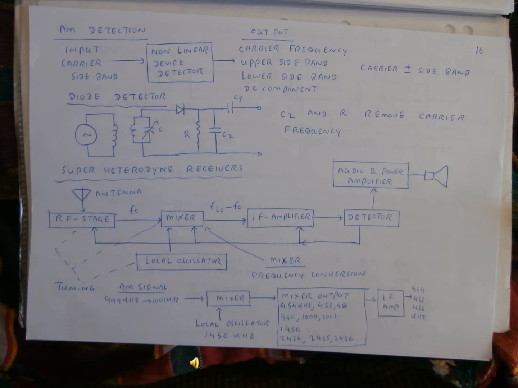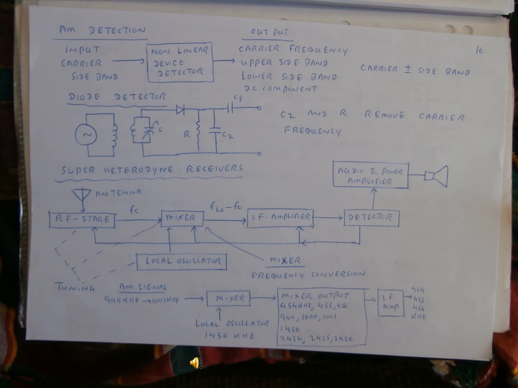And there's also the superheterodyne receiver circuit provided in the diagram. In this case, the antenna is connected to the radio frequency stage, which produces a carrier frequency FC, and the FC is combined with the local oscillator. So this will be the mixer. That will give FL minus FC coming out. They pass into the intermediate frequency amplifier, reach the detector, and finally reach the audio and power amplifier. In this case, the mixer function is frequency conversion.